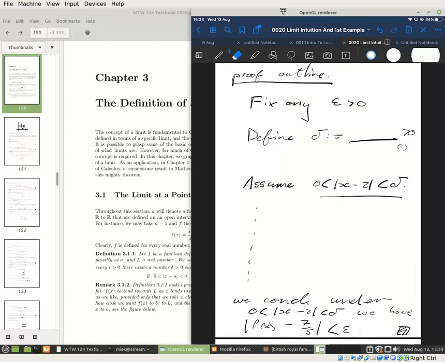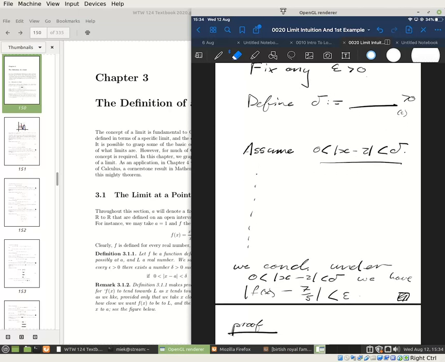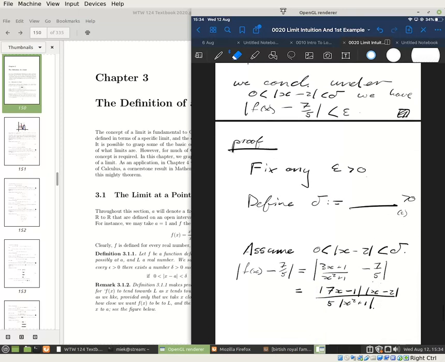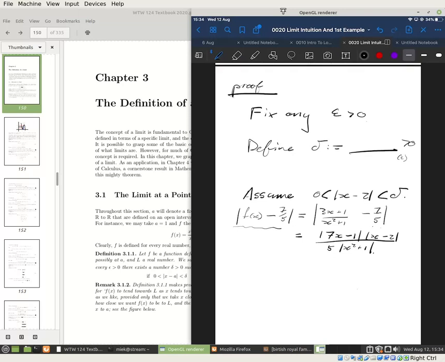Okay, so let's fill out our proof outline. Here I've copied our proof outline. We start off with this expression, f of x minus 7 over 5. Expand what f is, and we factorize and we simplify. And as an exercise, you can try this, we will get the following. Perhaps pause the video, see if you can get from here to here.